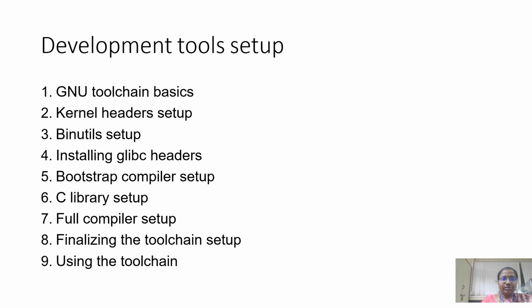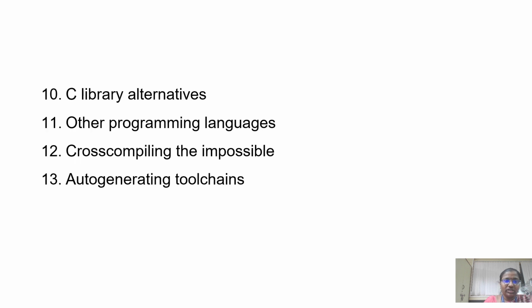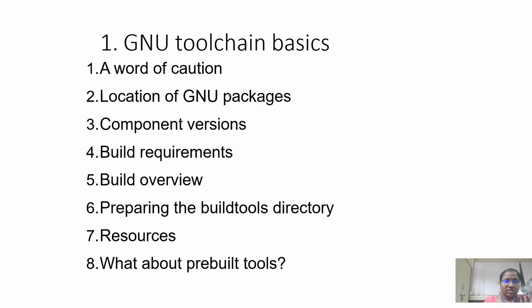GNU tool chain basics: kernel header setup, binary utility setup, installing the C library headers, bootstrap compiler setup, C library setup, full compiler setup, and finalizing the tool chain setup, using the tool chain, and what the C library alternatives are. Then cross compiling and auto generating tool chains. So the first one is GNU tool chain basics.